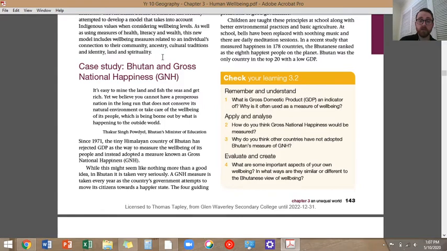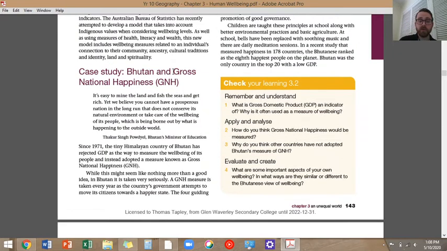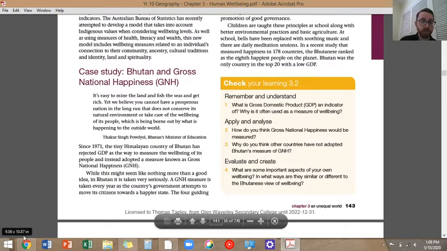So most countries don't use GNH to measure well-being, they measure health and wealth, so GDP and HDI. But Bhutan have their own little thing here. Why do you think other countries don't use that? Do they have a problem with GNH? Do they think it's not accurate? Do they think it's not useful? Do they value different things? So questions 1 to 3, page 143 in chapter 3.